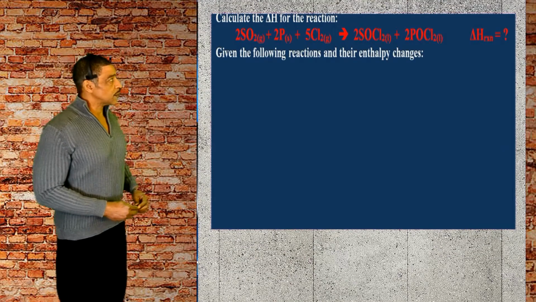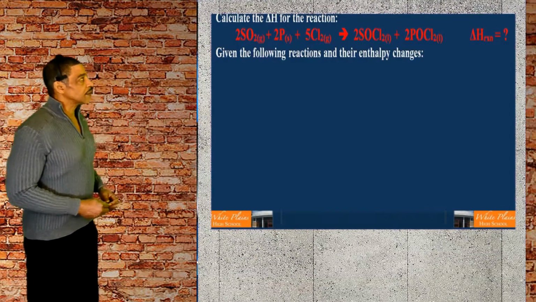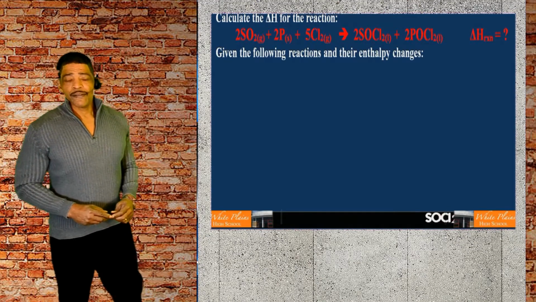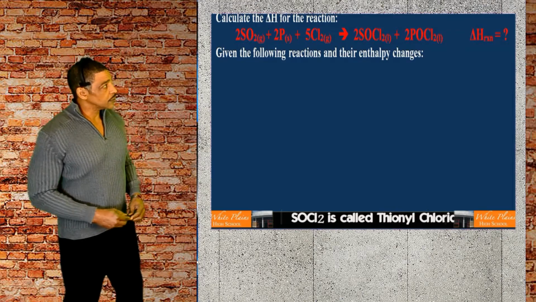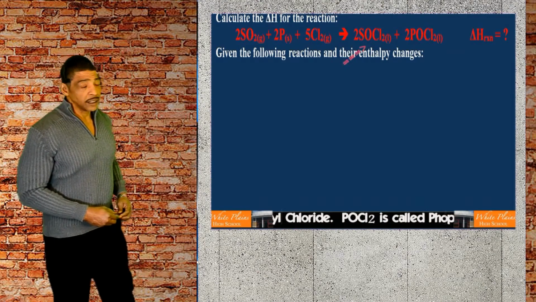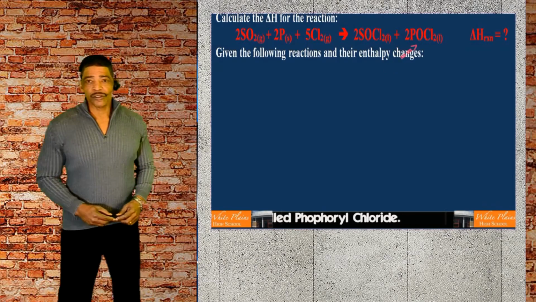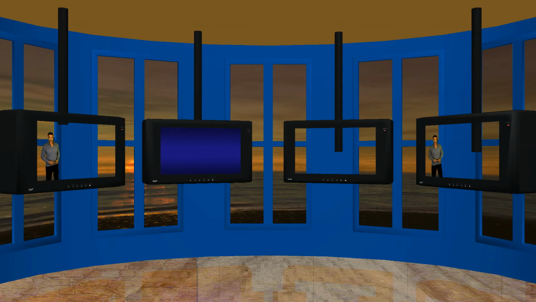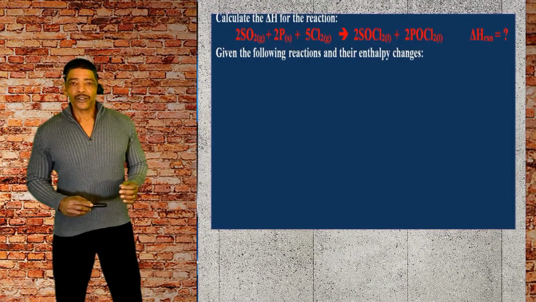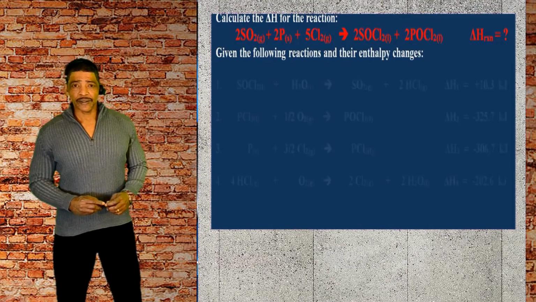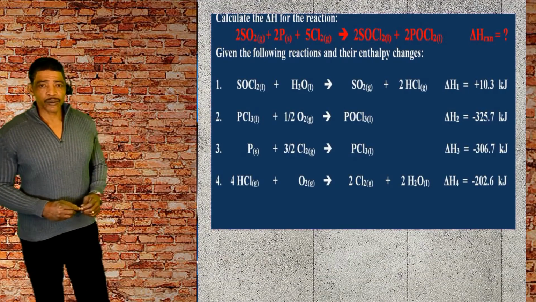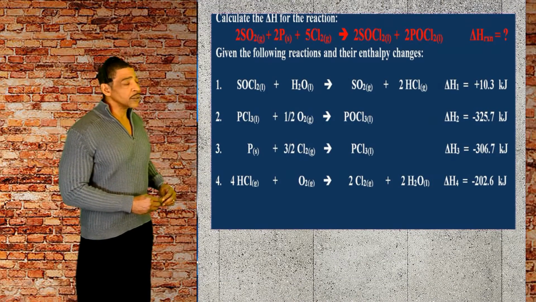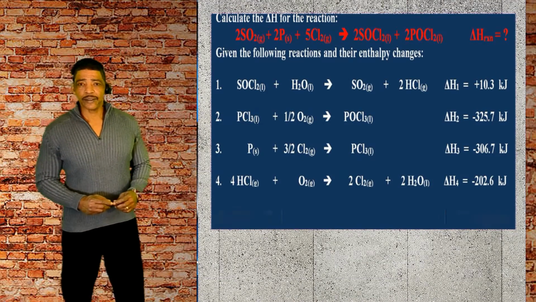Consider the following equation where 2 moles of sulfur dioxide gas reacts with 2 moles of solid phosphorus and 5 moles of chlorine gas to produce 2 moles of thionyl chloride liquid and 2 moles of phosphoryl chloride liquid. To assist in solving for the delta H of the reaction, we're also provided with 4 individual steps, where each individual step includes its own delta H value.